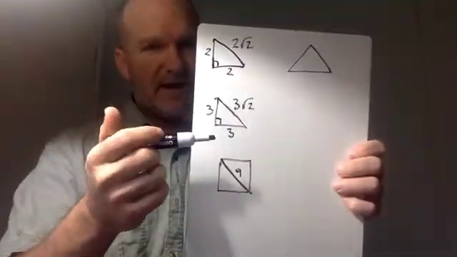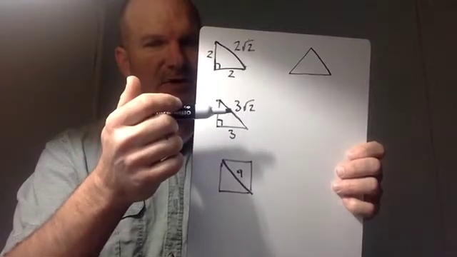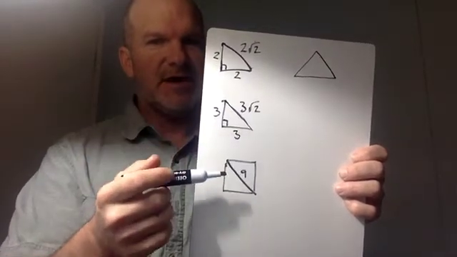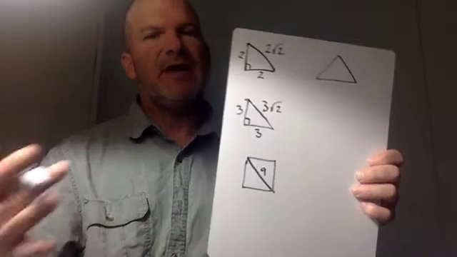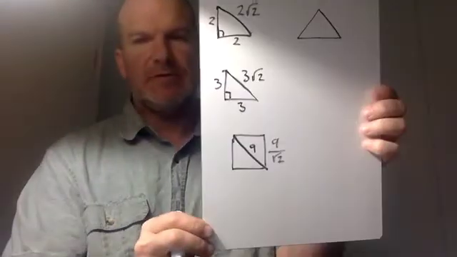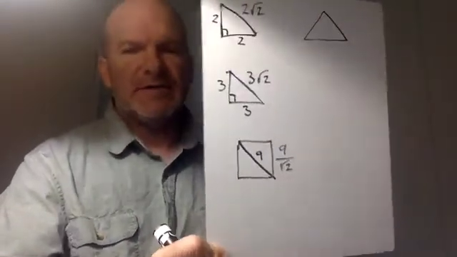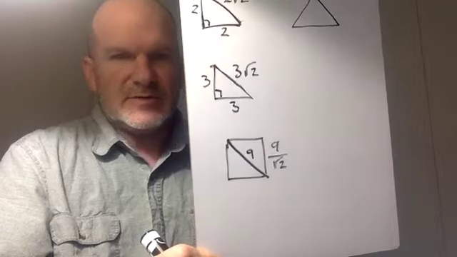So to get from the side to the diagonal, you multiply by the square root of 2. To get from the diagonal to the side, you divide by the square root of 2. So this side length would be 9 divided by the square root of 2. However, this gets into one of the points that I want to make today.